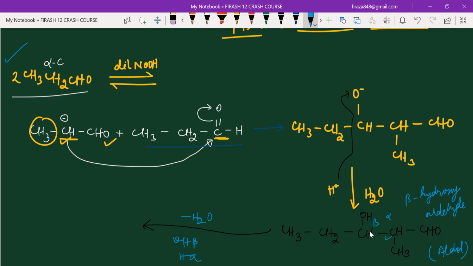The alpha carbon is this. So there will be a double bond between alpha and beta carbon, and the product is basically CH3, CH2, and then it can become CH double bond C, and there is CH3, and then there is CH. Now, please write the IUPAC name of this. Let me know, and this as well.